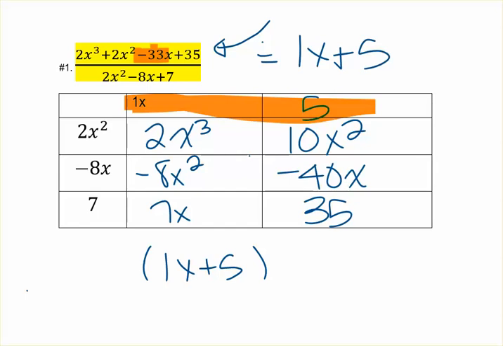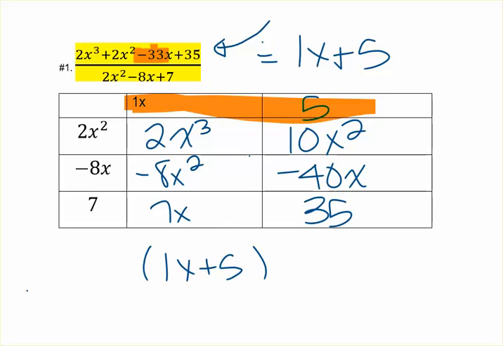So 2x cubed plus 2x squared minus 33x plus 35 divided by 2x squared minus 8x plus 7 is 1x plus 5. Typically, your answers are going to be binomials or maybe even longer polynomials. Your worksheet will walk you through these steps. There are also many other videos online. Watching more examples can be helpful.